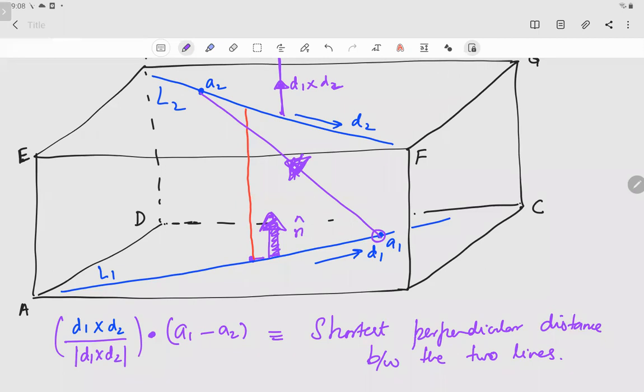A1 is any vector on the floor and A2 is any other vector on the ceiling. A1 minus A2 is a vector starting from the floor going all the way to the ceiling. If I take the dot product of this A1 minus A2 vector with this unit vector, it will give me the height of the room directly. That is the point that I'm trying to establish.